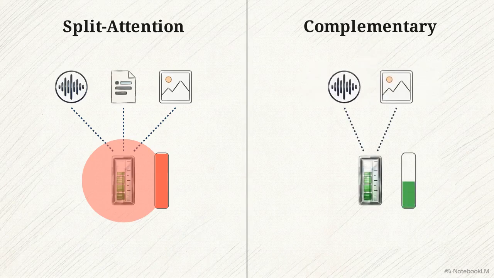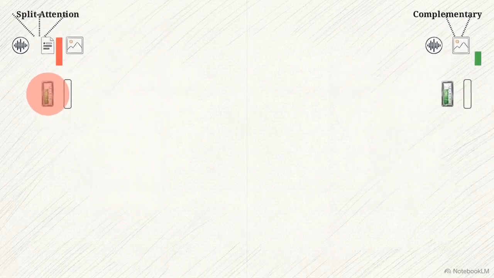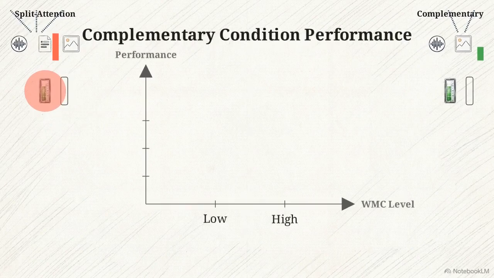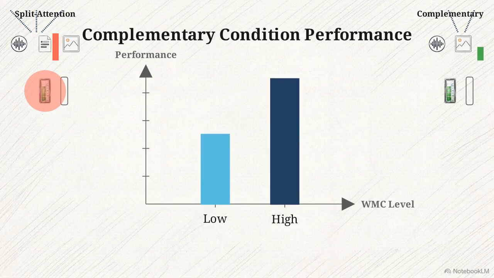By removing the redundant on-screen text, we create a complementary condition. Relying strictly on audio paired with relevant images prevents that critical buffer from overflowing. Recent studies provide empirical data on this specific modality intervention. This chart shows the result.